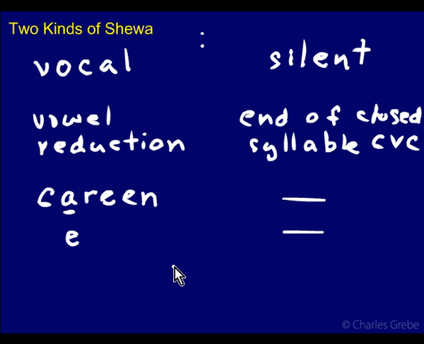Okay, now let's look at an example. Take two biblical names. There's Shlomo. Shlomo means Solomon in Hebrew. Here we have a vocal Shewa and it's pronounced Shlomo, but it's hardly pronounced, just barely.